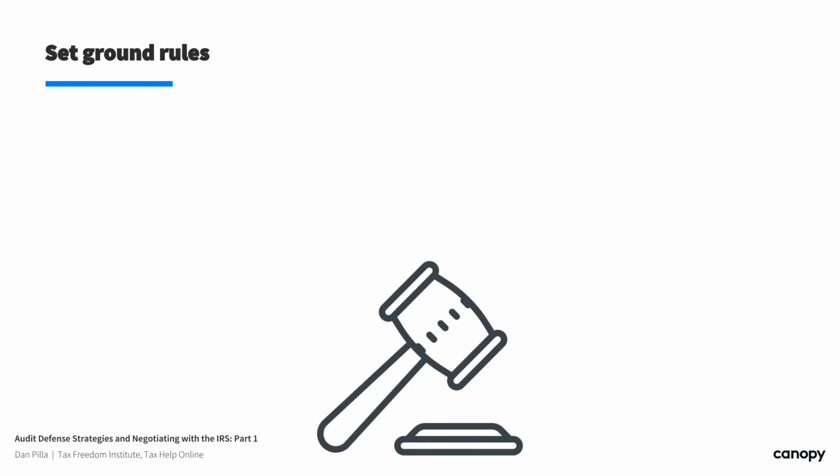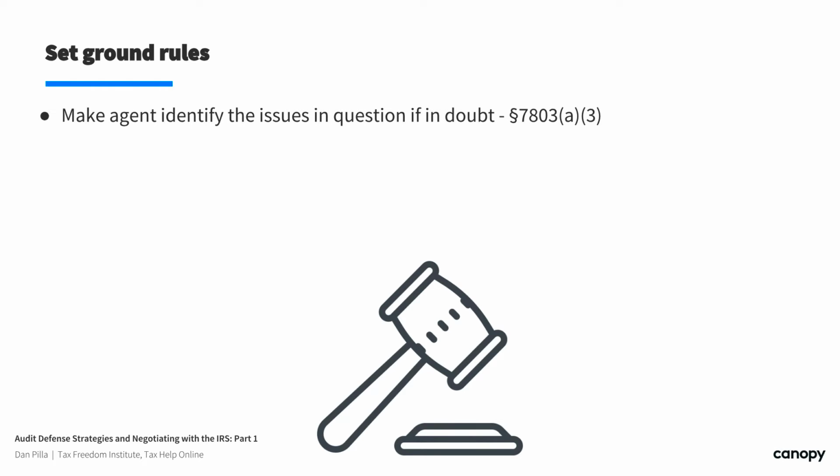You've got to make sure that the agent identifies the issues in question if there's any doubt whatsoever. As I said, on the letter that I just received, they clearly identified the three issues as car and truck, Schedule C interest, and legal and professional, so it's easy for me to understand what the issues are, but they don't always do that. Often they will just say, we want you to make an appointment, and then we're going to look at these various aspects. Don't do that. Get them to pin down the issues so you understand what you're up against.